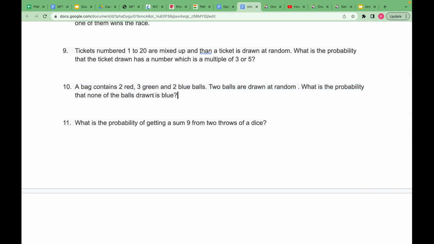So we need to find the probability that none of the balls is blue. We do not want to find the probability that any of the balls is blue. So try to follow the language of the question. In probability, it is very important to follow the language, because the calculation is not that tricky. Only the language and the way we approach it is tricky.